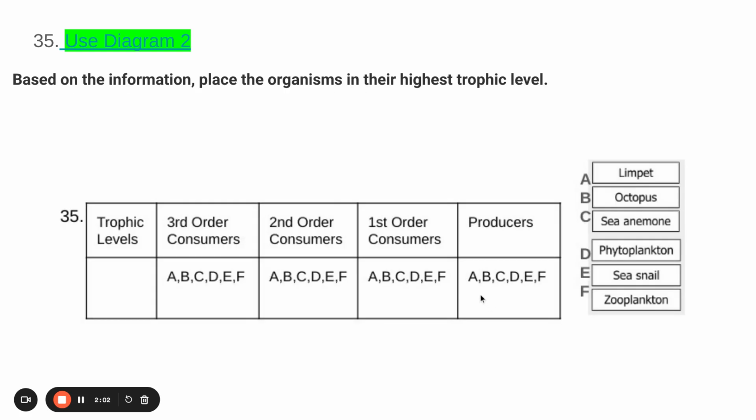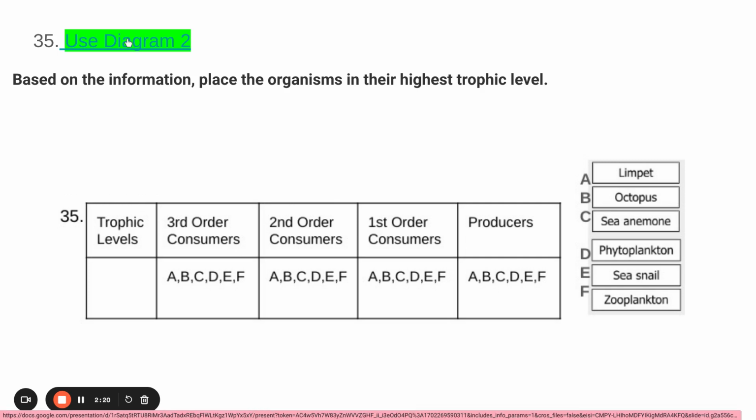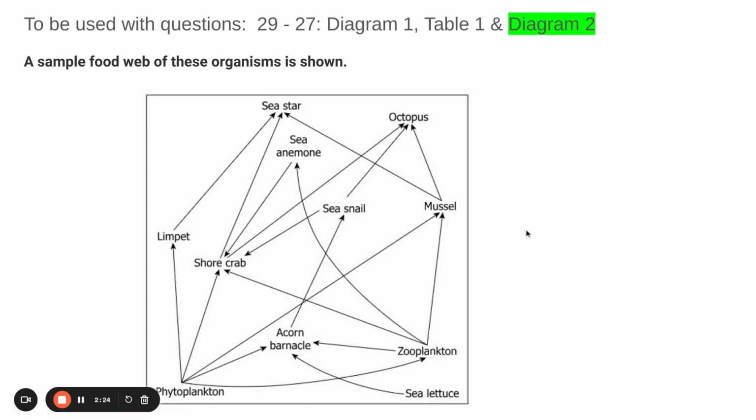Based on the information, place the organisms in their highest trophic level. So, this is what it looks like on your TestNav answer sheet, but of course it looks very different on TestNav. So I'm going to go ahead and move on to this diagram. Okay. So we have our producers, our primary consumers, secondary consumers, and tertiary consumers. So I think it's best probably to start from the producer out because that's the way we do these. So our choices, you can see them there: the limpet, the octopus, the sea anemone, phytoplankton, sea snail, and zooplankton.